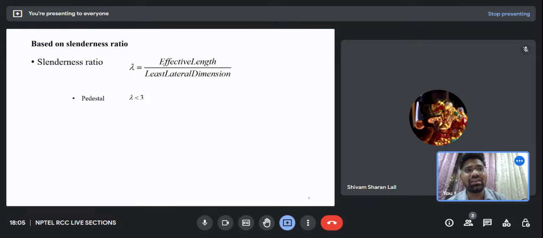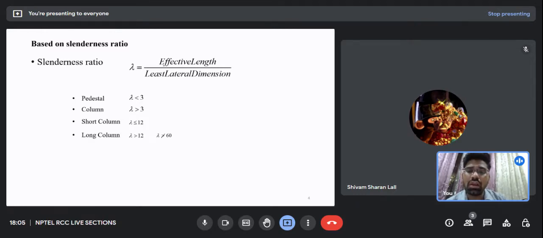A pedestal, if you see it, you will visualize it like a block. A block which is subjected to compression and which has a slenderness ratio less than 3, we call a pedestal. If the slenderness ratio goes above 3, then we classify it as a column. Under column we have the short column and the long column. If the slenderness ratio is less than or equal to 12 and greater than 3, then we call it a short column.